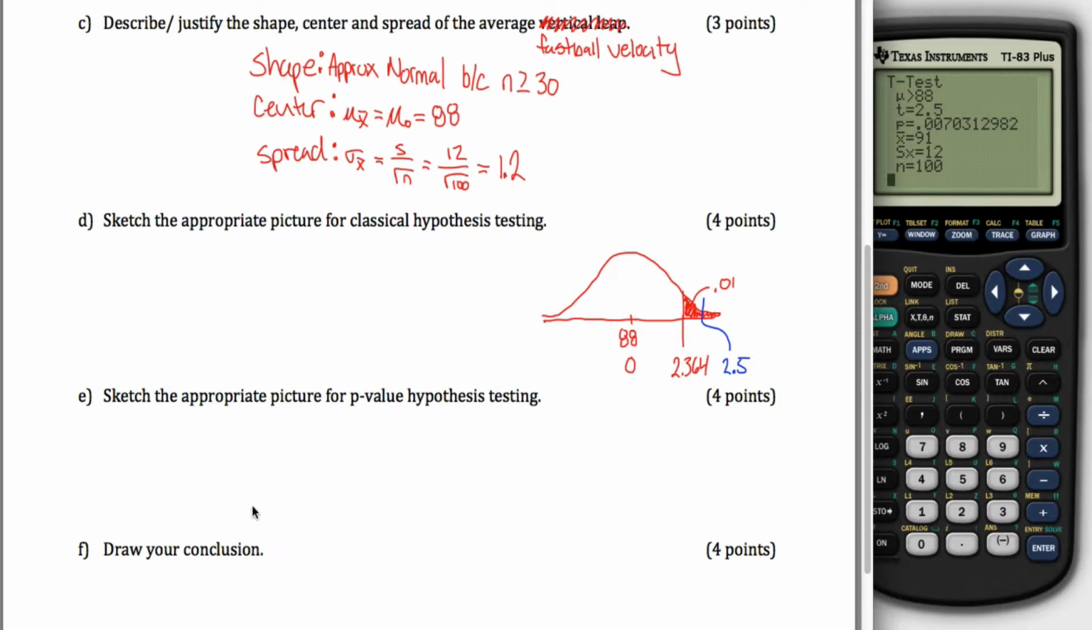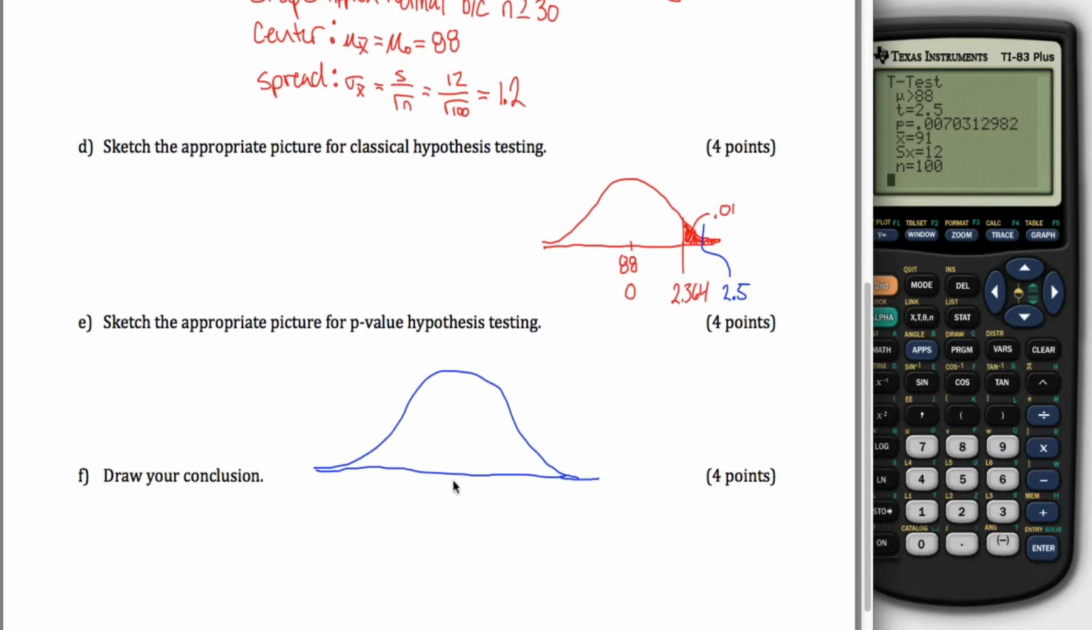All right, let's draw another picture. Sketch the appropriate picture for p-value hypothesis testing. Down here we do something very similar. We, again, try our best to draw an approximately normal distribution, throw 88 in the middle, but then realize we should step down a row and really talk about the z-scores, not the actual values themselves. And here we don't have to calculate critical values. Go into those tables, we don't have to do that. All we have to do is find 2.5, somewhere way out here, and calculate the probability to the right of this point, this tiny little shaded region out here.